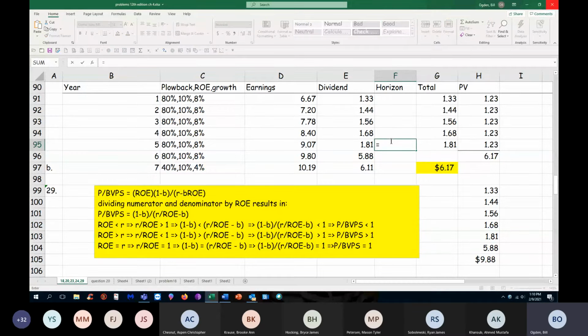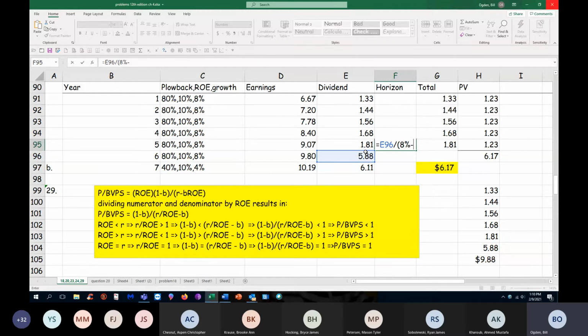I go to the next dividend. So I'm putting horizon value in year 5. So I go plus 1 year, D6, divided by R minus G. So that would be, we've used an 8% cost of capital.